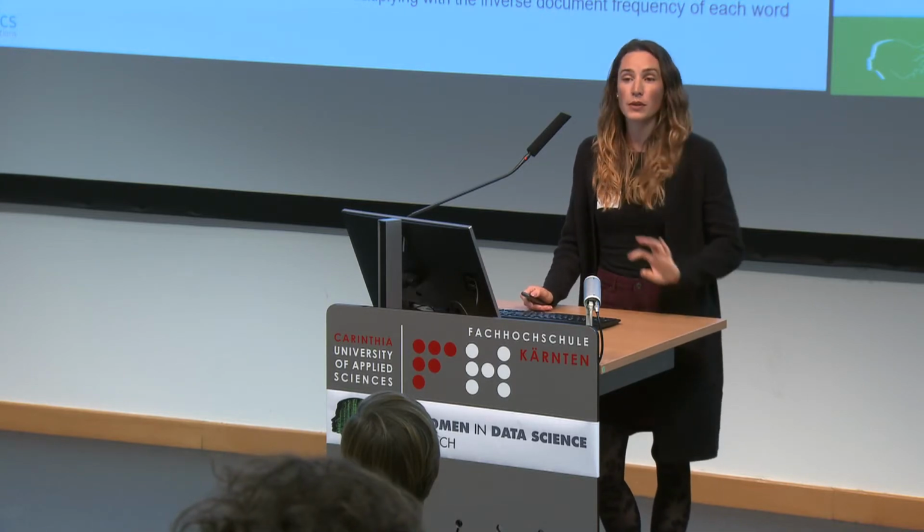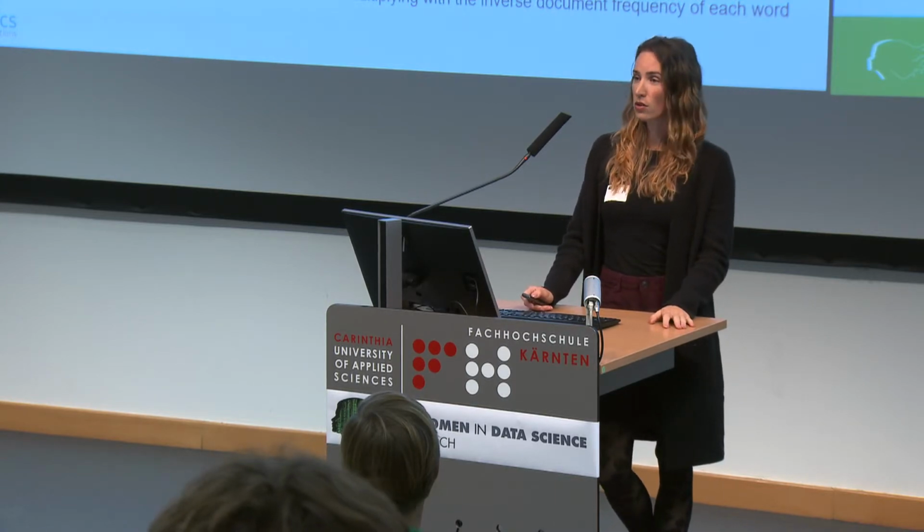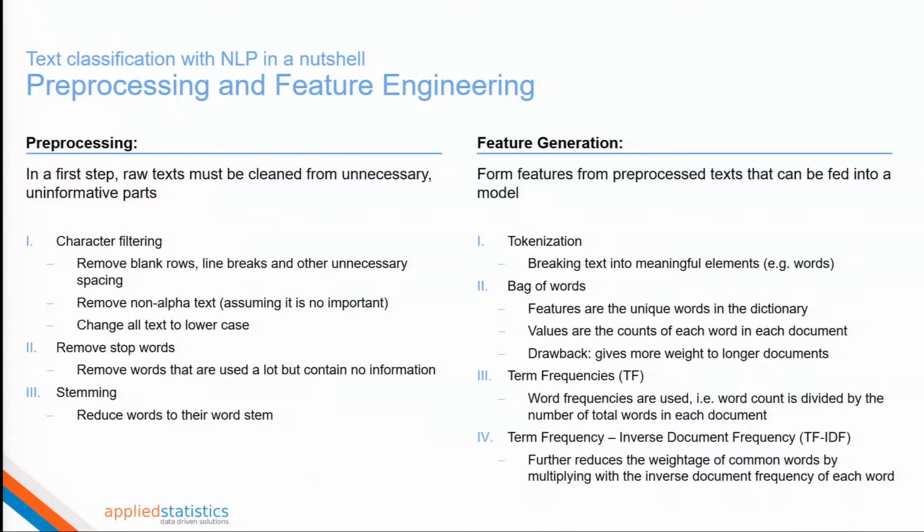The second step would be to remove so-called stop words. So what are stop words? Those are basically words that are quite often used in a language, but they give you no information. In the German language, a good example is articles. So you don't really need them. It's not important to keep them in your texts.